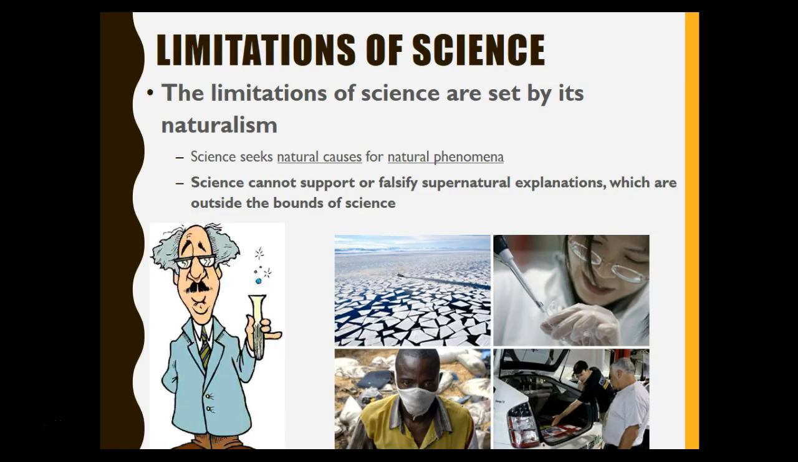What are the limitations of science? Well, we're only limited by our naturalism. So science seeks natural causes for natural phenomena. If science cannot support or falsify supernatural explanations, we say that those things are outside of our boundaries, or outside of the bounds of science. So we can't say for certain if magic is real or ghosts are real, because those are things that cannot be supported or falsified.